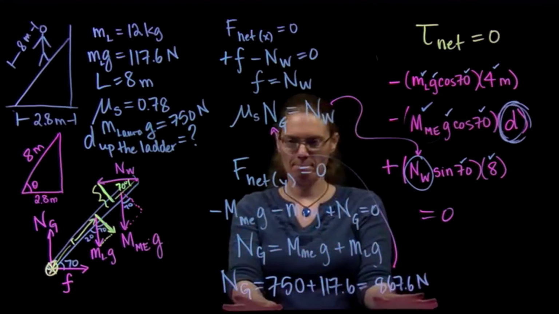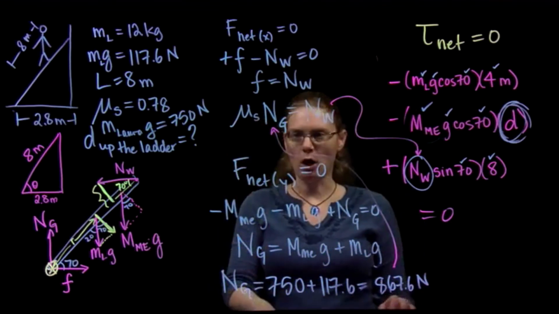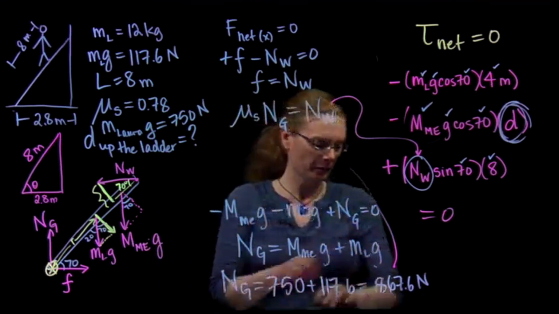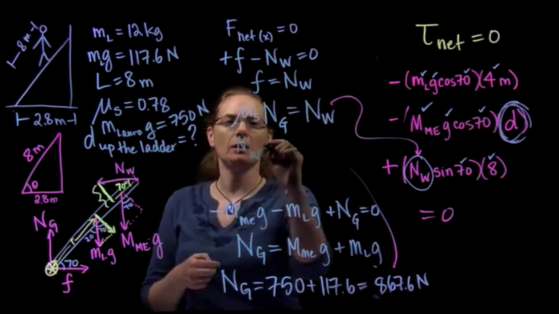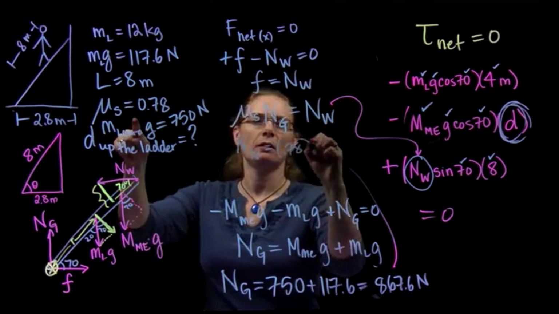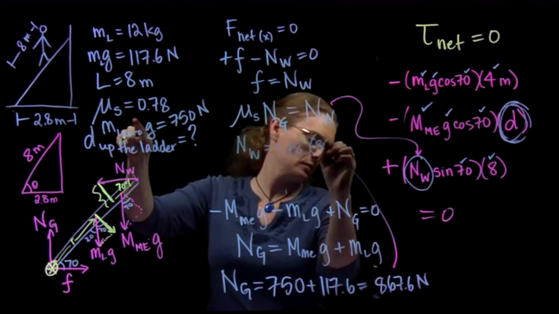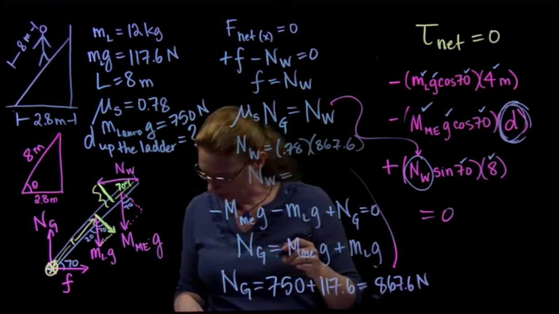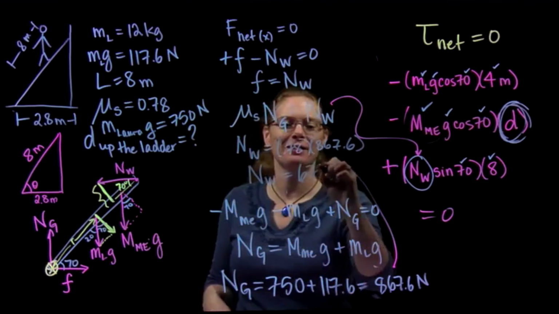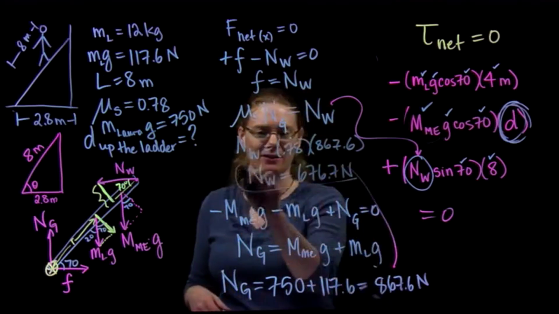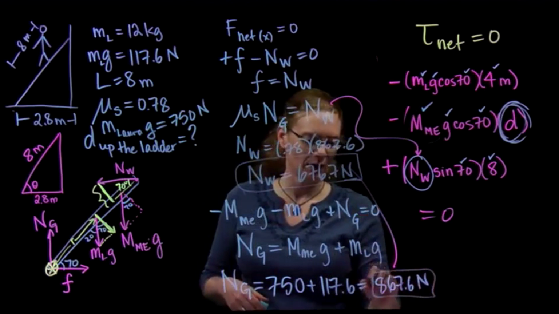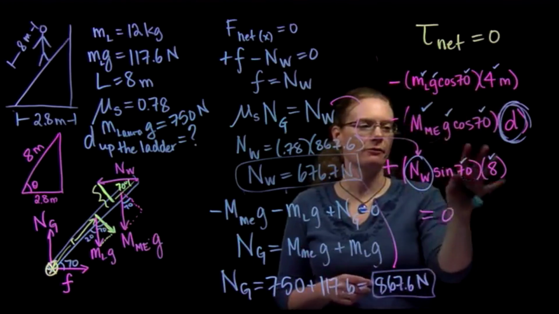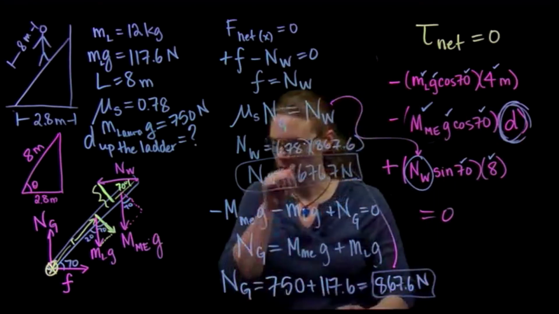I know N_G, so my normal force of the wall, if I can do that math real quick, is going to be mu 0.78 times 867.6. I do that, and this is the weird one, 676.7 newtons. Okay, so there's the normal force of the wall. This was the normal force from the ground. Now I'm going to put this into here, and then I've got everything but D in this equation.